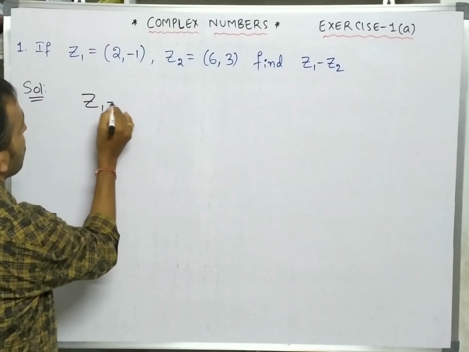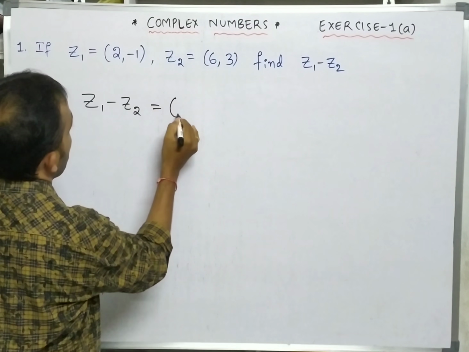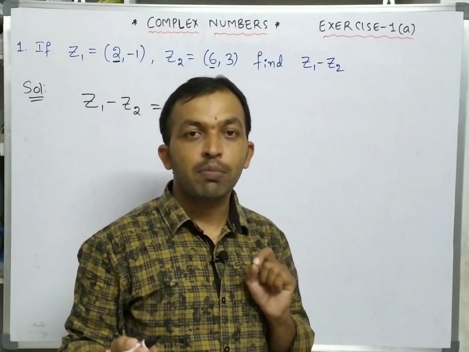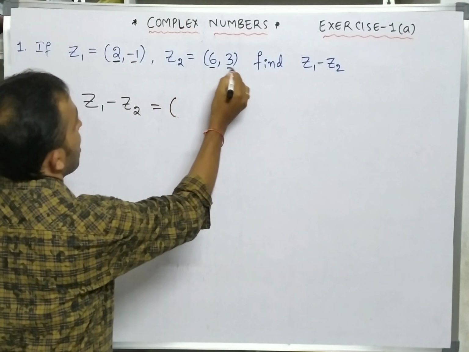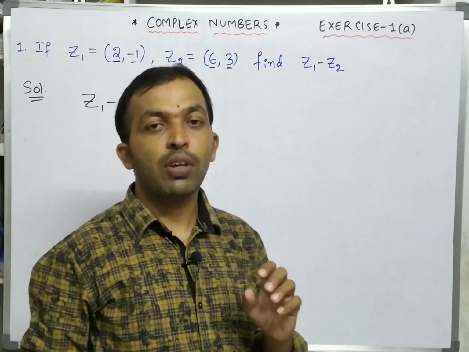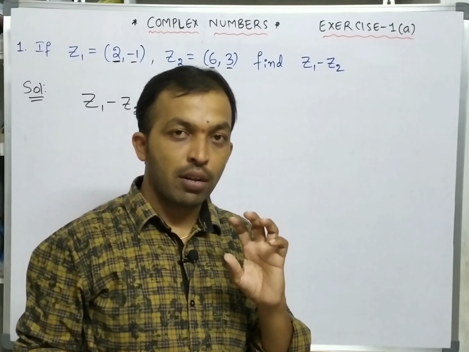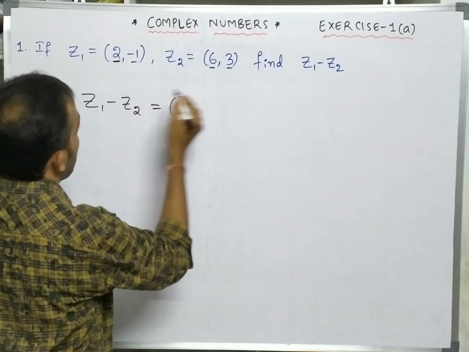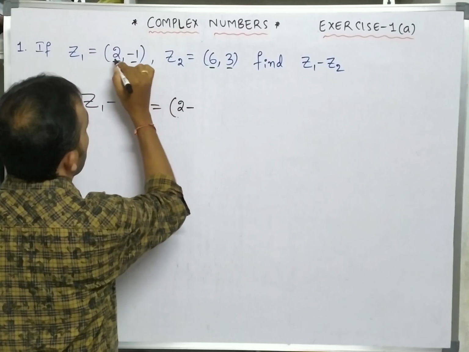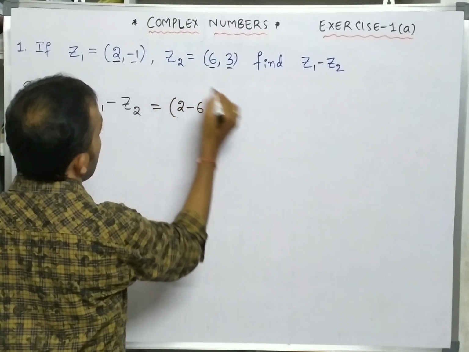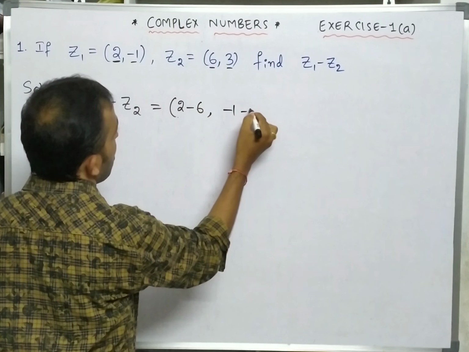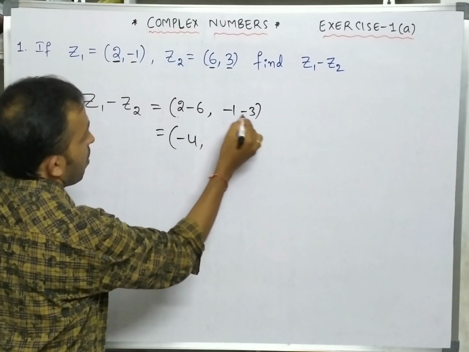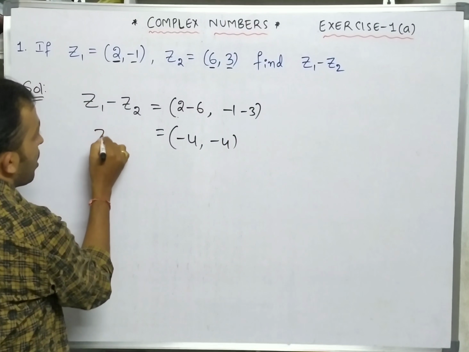Here z1 minus z2 is equal to, we have a property: the first component is called the real part of a complex number and the second component is called the imaginary part. Just subtract the respective real parts and the respective imaginary parts, that's it. So z1 minus z2: first, 2 minus 6, put a comma, next the imaginary parts, minus 1 minus 3. 2 minus 6 is minus 4, minus 1 minus 3 is minus 4, so that is the answer.